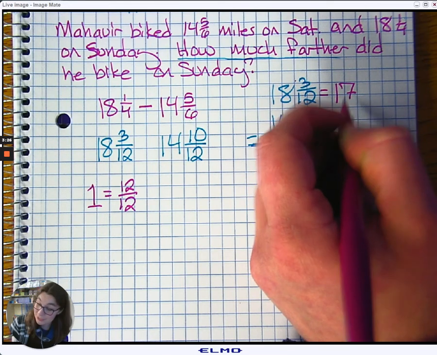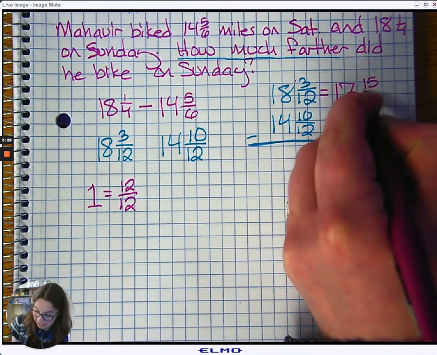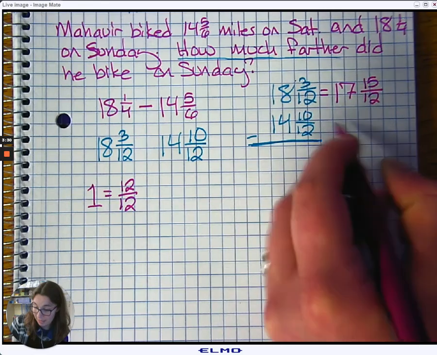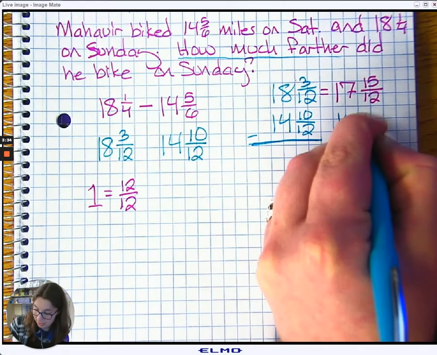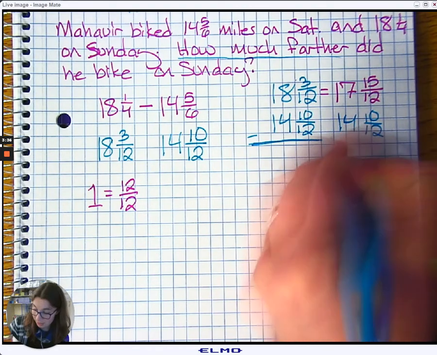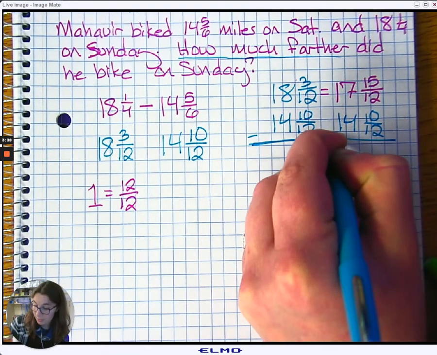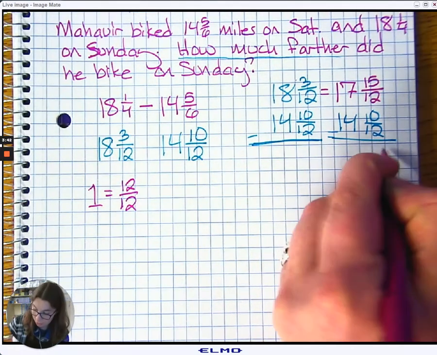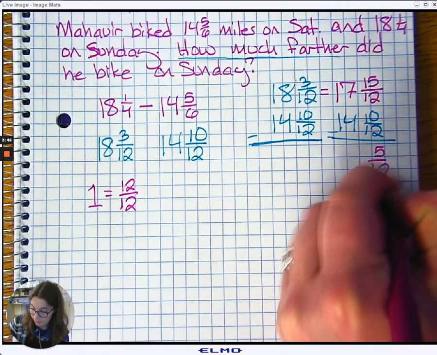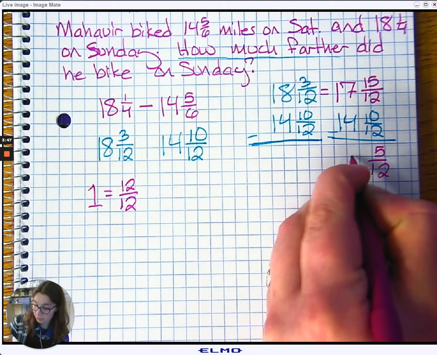3 and 12 is 15. 15/12 minus 4 and 10/12, and now I can solve it. 15 minus 10 is 5/12, and 17 minus 4 is 13.